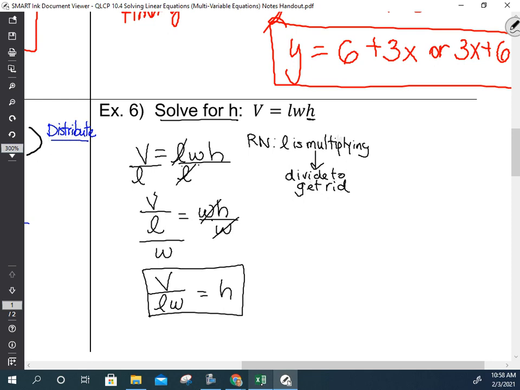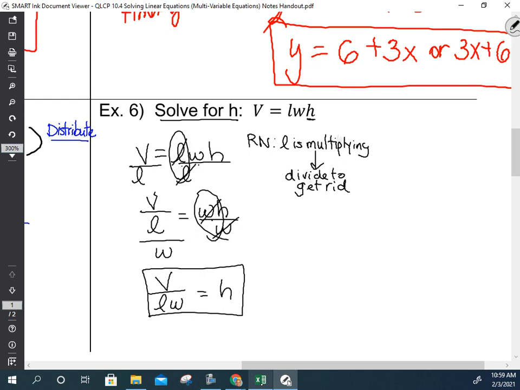There's one thing I want you to notice. But again, this is a more complex problem. You divided twice. You divided L and you divided W. It would have been real nice if you could have just done it in one step and saved yourself some time.